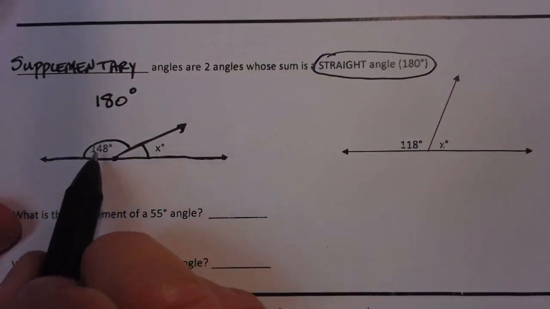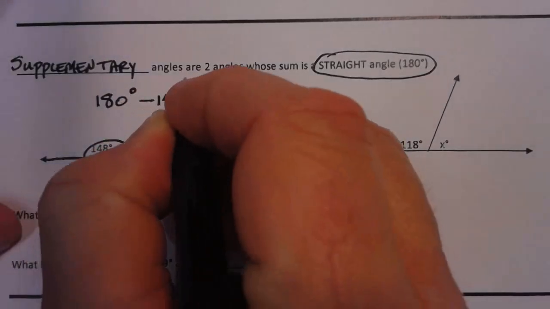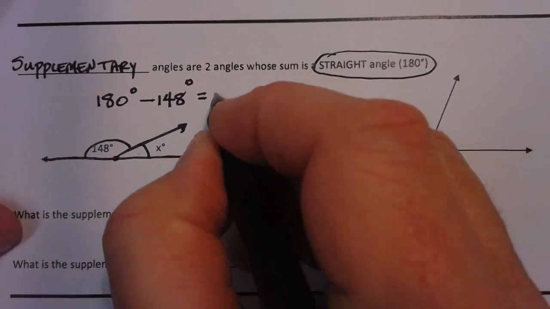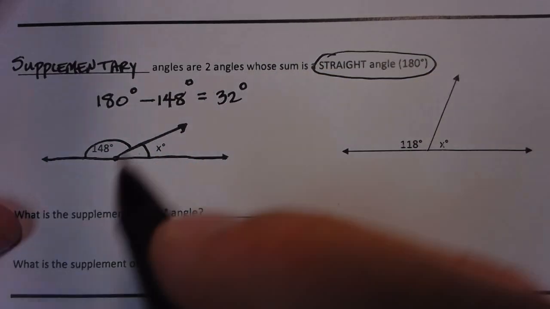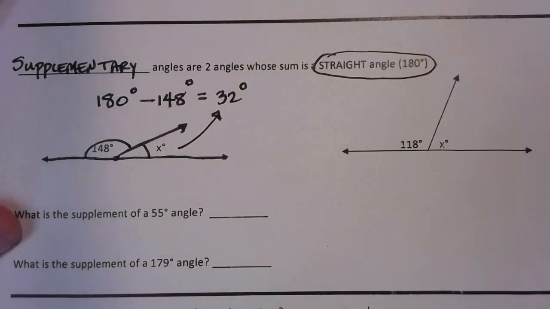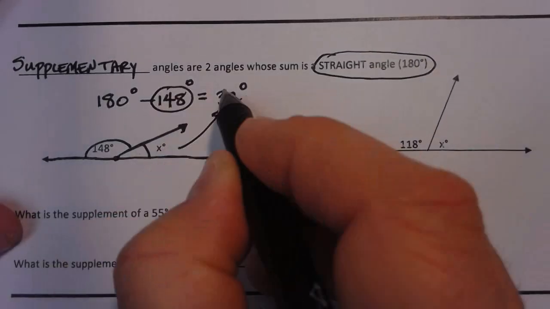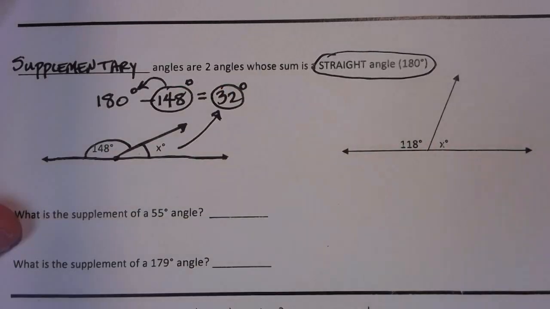Well, if you know your given angle, one of the two given angles is 148 degrees, all you have to do is subtract the given part, and whatever your remainder is, that is the missing angle. So I know in this example, x has to be 32 degrees because 148 plus 32 will give me 180 degree measure. So that's what's going on down here.